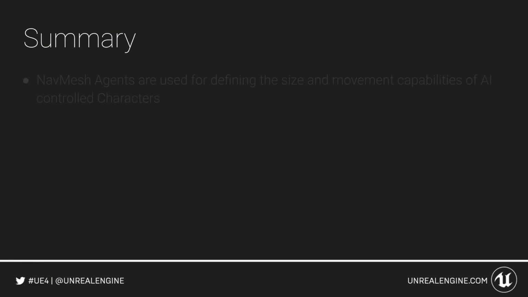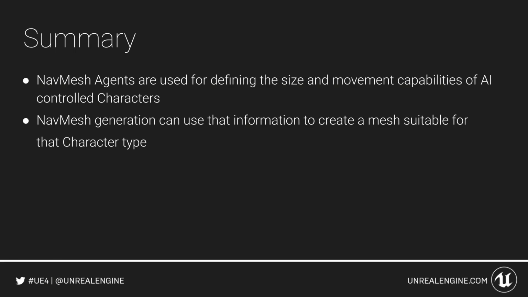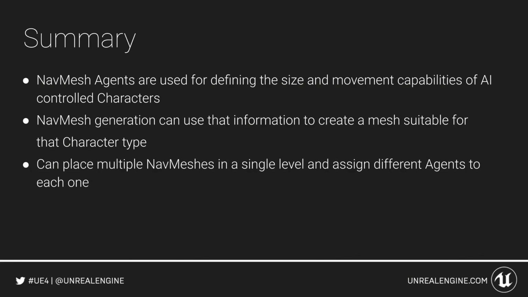In this video, we have discussed what NavMesh agents are used for, to define the size and movement capabilities of AI-controlled characters. This information can then be used by the NavMesh generation to create a mesh suitable for that character type. We also learned that we can place multiple navigation meshes within a single level and assign different agents to each mesh.